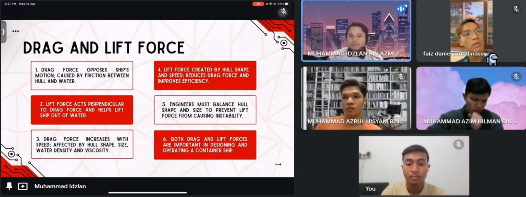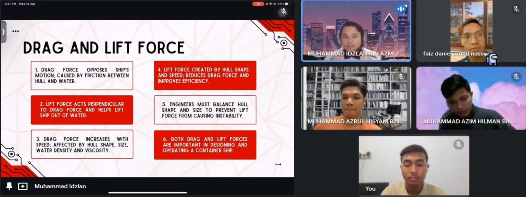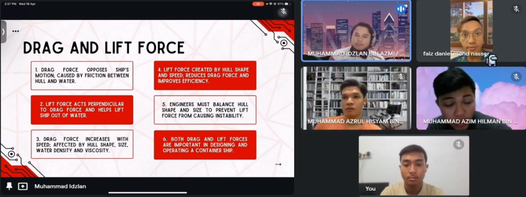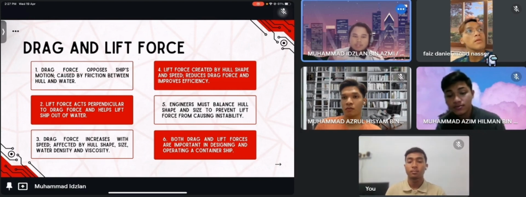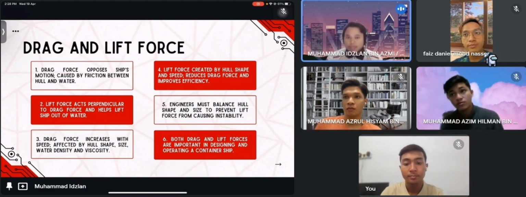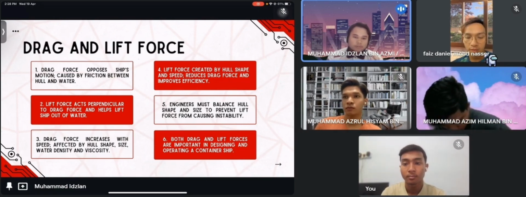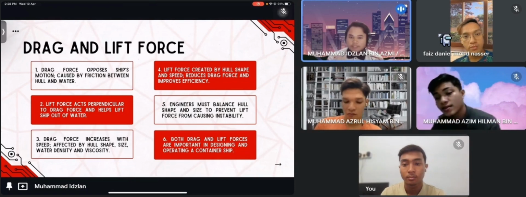However, if the lift force becomes too strong, it can cause the ship to rise out of the water and become unstable, which is why engineers must carefully balance the shape and the size of the hull to maintain stability and control. So in general, both the drag force and the lift force are important considerations in the design and operation of container ships. Engineers must balance these forces to ensure the ship can move efficiently through the water while maintaining stability and control.